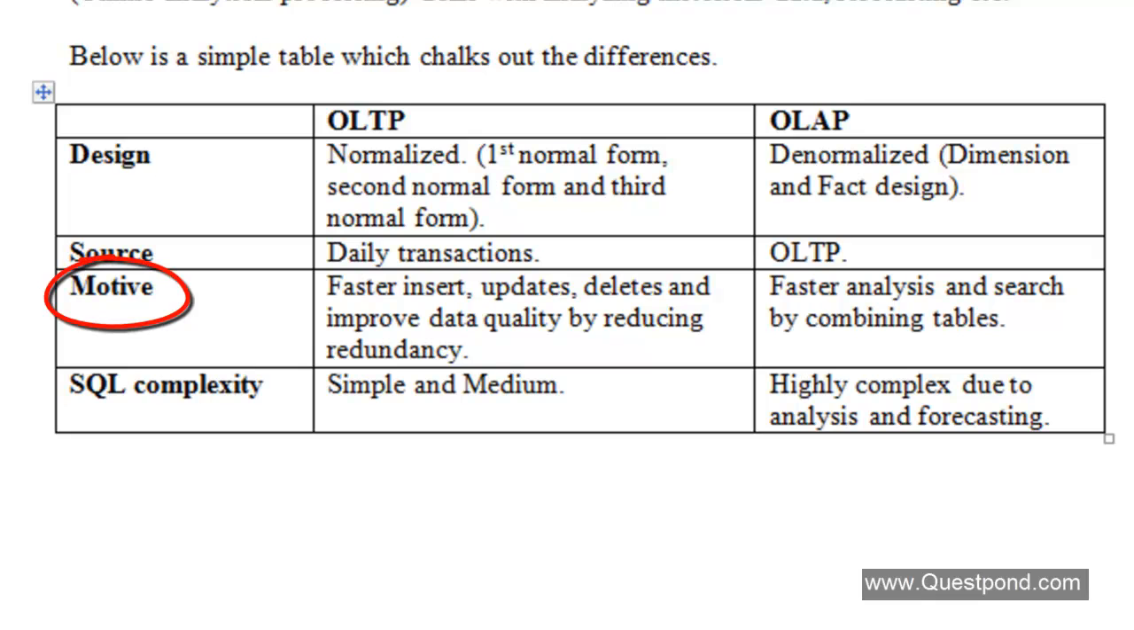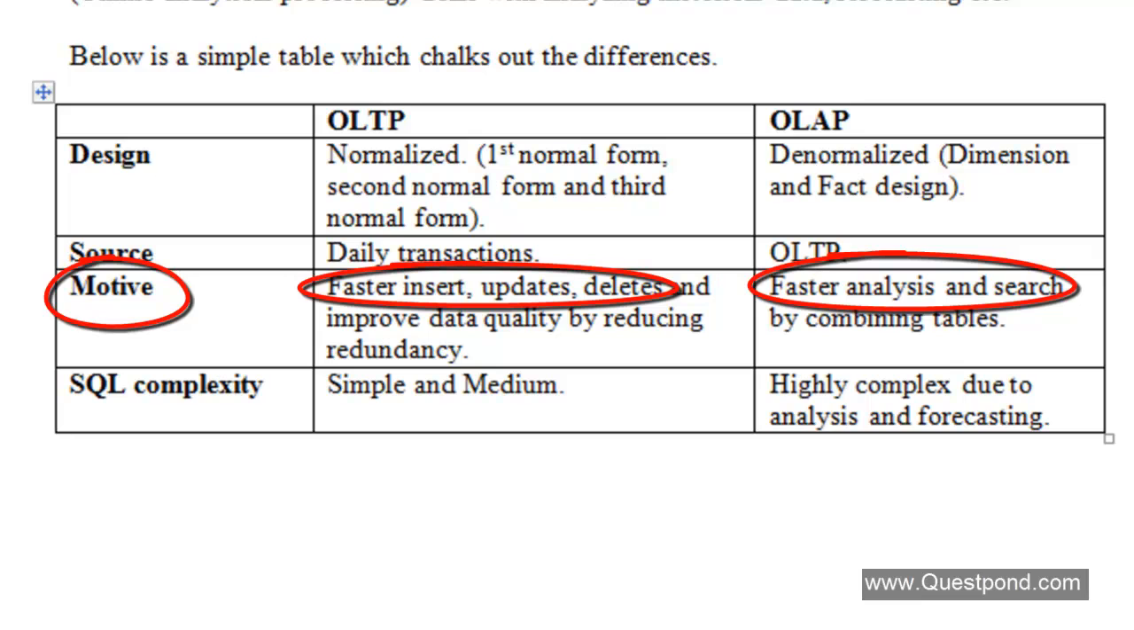If you try to visualize the overall motive of OLTP and OLAP systems, the main goal of an OLTP system is that you would like to have faster inserts, rapid updates, rapid deletes. You would like to improve the data quality by reducing redundancy, etc. While in OLAP systems, you would like to do faster analysis. You would like to search faster. So in other words, the main goal of OLTP systems is more of data manipulation, while the main goal of OLAP systems is faster search and faster analysis.